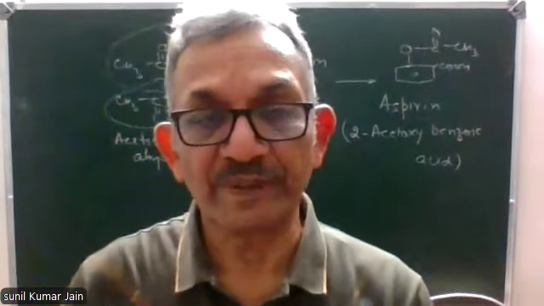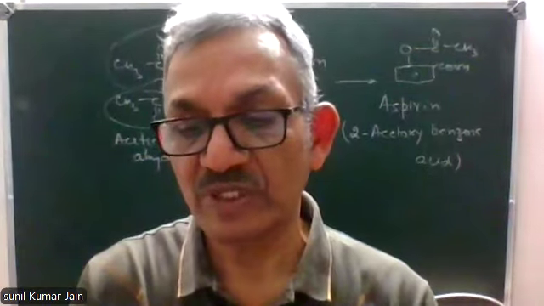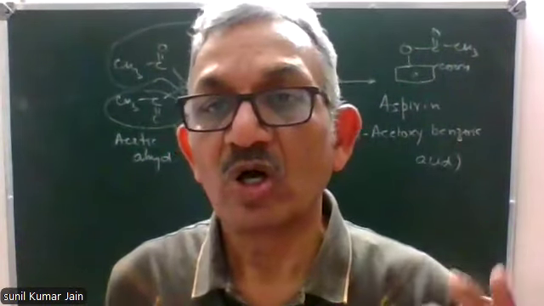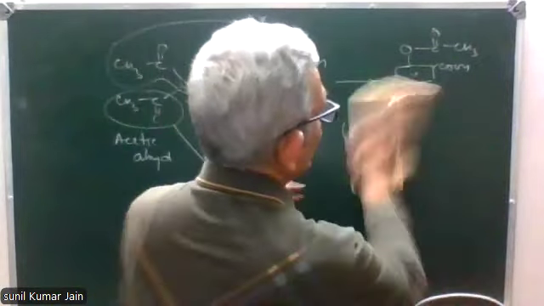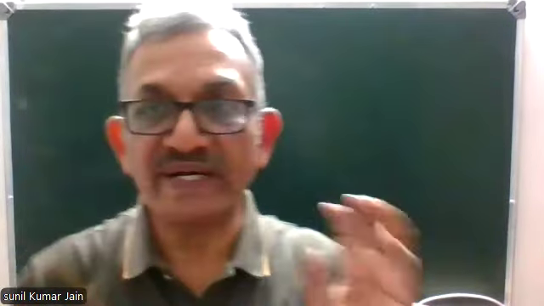Now write the next property. Next property of alcohols, property number 4, oxidation. Oxidation. First, write down the list of oxidizing agents which can be used for the oxidation of alcohols.